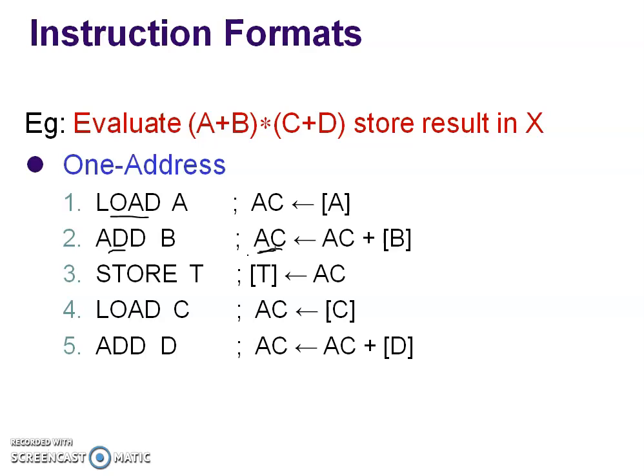Now this AC needs to be used again in order to store the result of C plus D also. So it is just for temporary storage. It needs to be loaded elsewhere so that the result can be obtained later. For that we are making use of another location, that is T, another variable we are considering. So the accumulator value will be returned back to the memory. In order to write it to the memory, we will be making use of the store instruction.